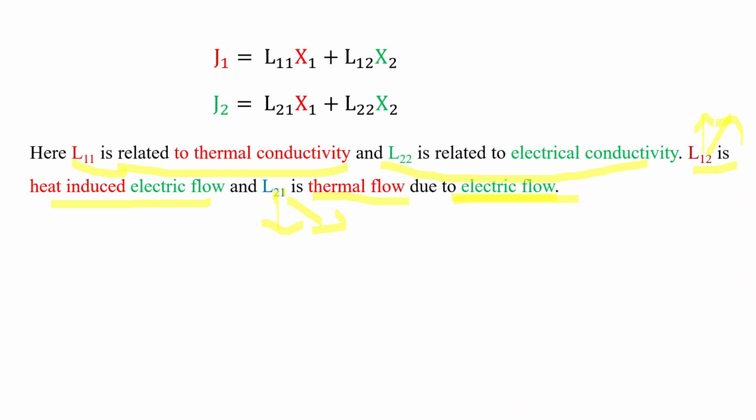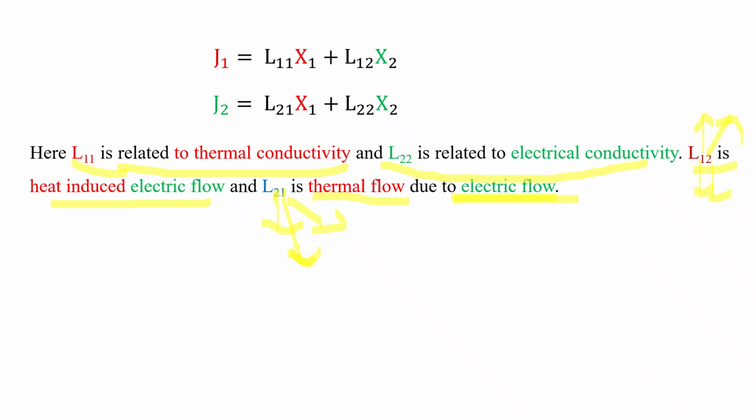So here you can see 1 2. 1 represents the thermal heat or thermal conductivity, and 2 represents the potential difference or electrical conductivity. So 1 2 means the final number 2 represents the electrical flow, but the 1 represents the heat flow. Due to the heat there will be a flow of current, and 2 1 means the 2 represents the electrical flow and the 1 represents the thermal flow, that is the different thermal conductivity.